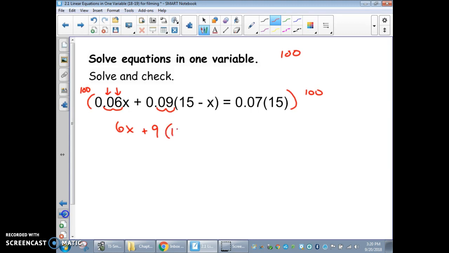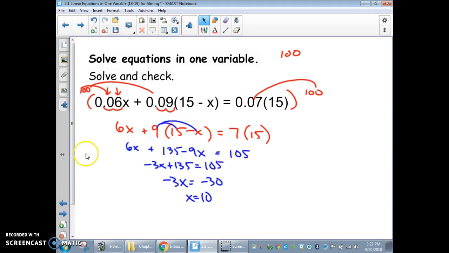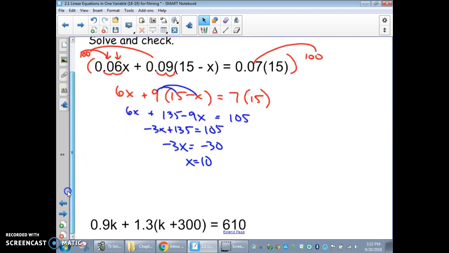9 times the quantity 15 minus x. And then on the right side, 7 times 15. You could distribute the decimals to the parentheses and things of that nature, but sometimes it's more beneficial to work with whole numbers. Solving that resulting equation will give you x equals 10.